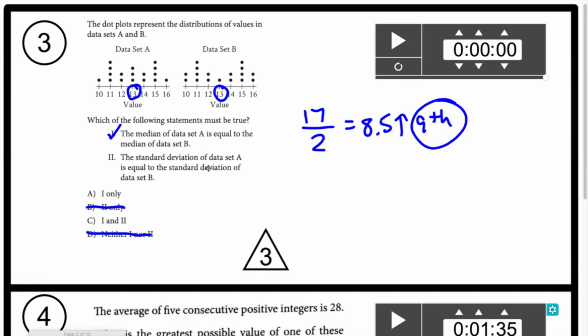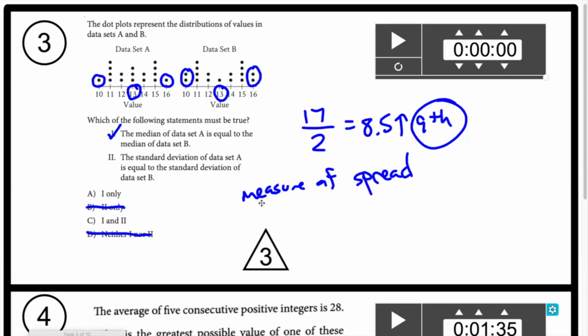So now, standard deviation is the measure of spread. It's kind of how spread out the data is, or really, on average, how far is each data point from the middle? So what we want to think about is which one has more points that are further away from the middle. So look at the ends. This one has 2 points that are at kind of the extremes, but this one has 4. So the one that has more points that are further away is going to have a larger standard deviation.